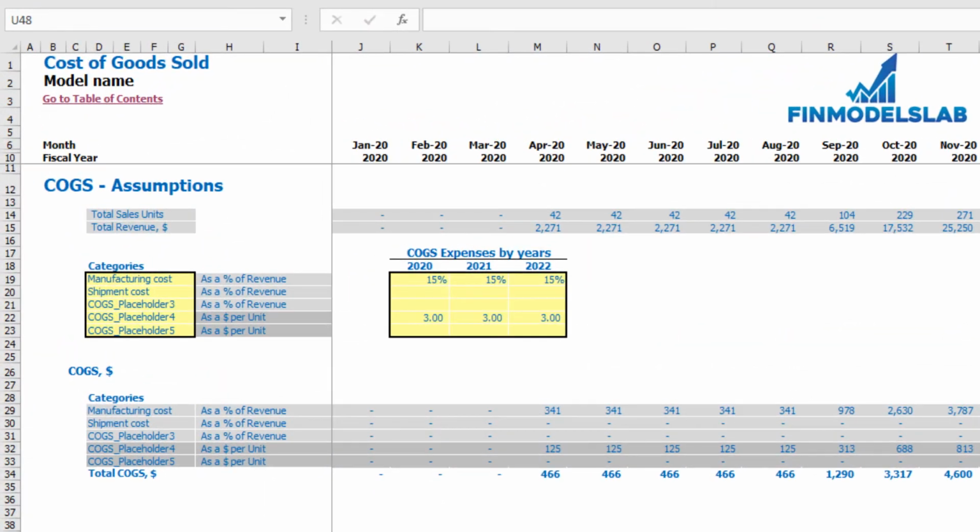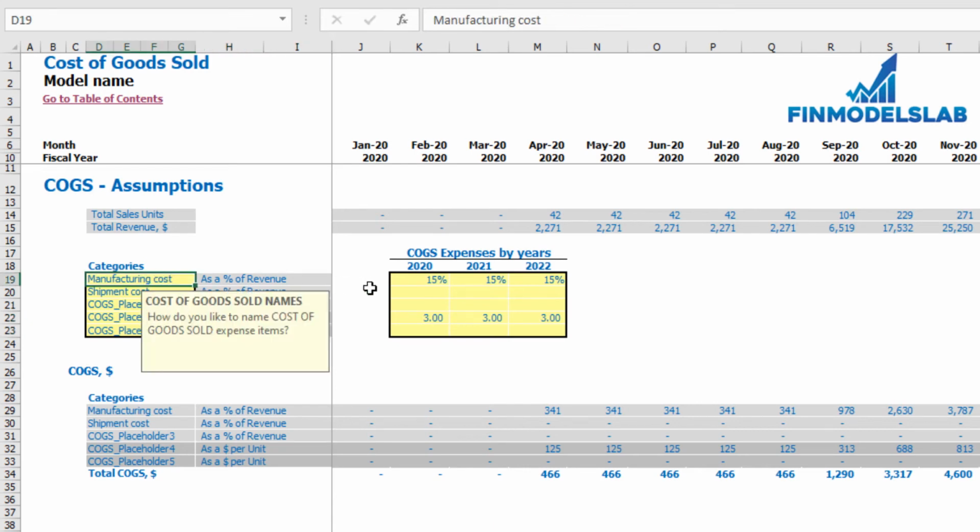On the COGS tab, you have up to 5 different components of your COGS and 2 ways of how to predict or forecast it. So we have 2 options to forecast COGS: as a percentage of revenue or as dollars per unit. Let me give you a couple of examples.